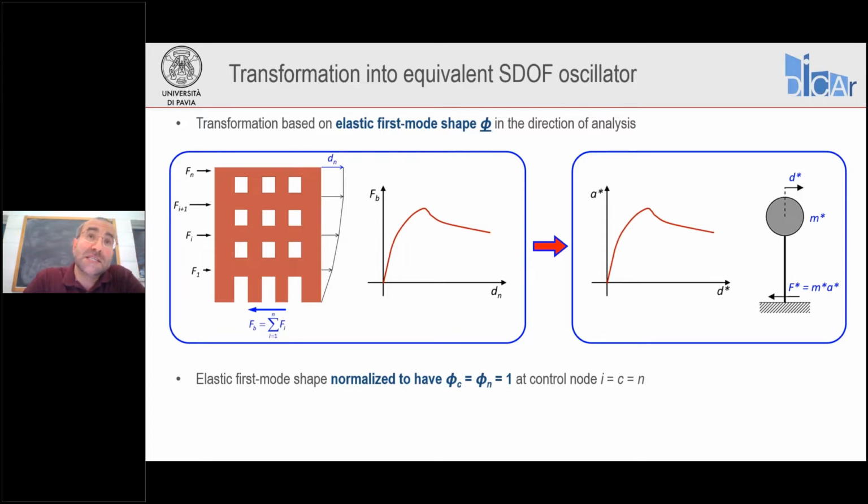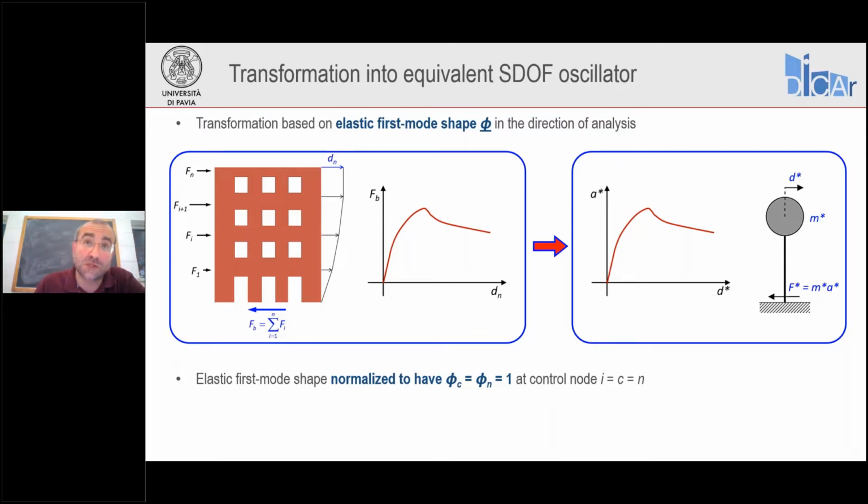This transformation, as anticipated, is based on the first mode shape phi of the structure. Usually we take the elastic first mode shape in the direction of analysis. And this first mode shape must be normalized in a way that its component at the control node is equal to 1. So phi c or phi n, its equivalent, must be equal to 1 at the control node.